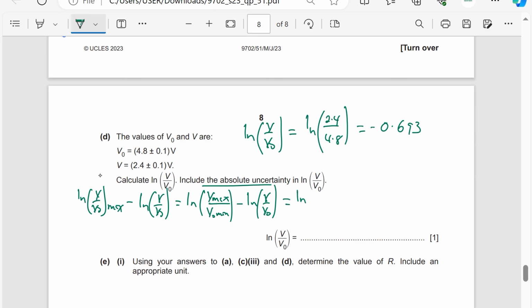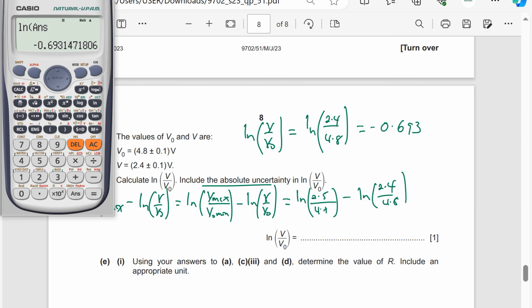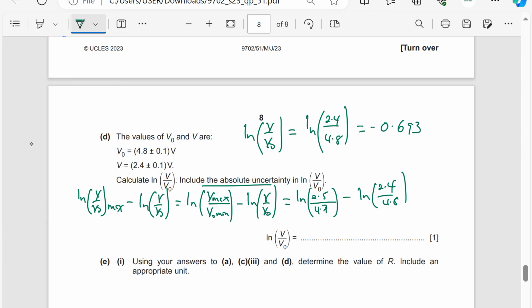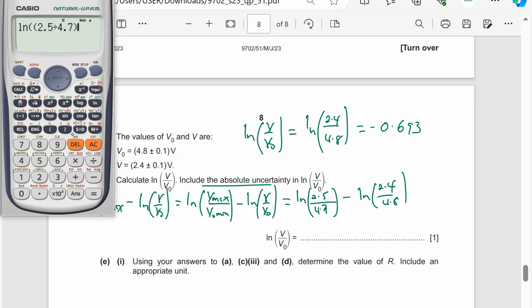So what is v maximum? 2.4 plus 0.1 becomes 2.5. What is v naught minimum? I have to subtract 0.1 from 4.8, so that will be 4.7. Then minus ln of the exact value, 2.4 over 4.8. So I'll simply say ln of 2.5 divided by 4.7. Then I subtract the answer which I had got before. So I'm getting this as 0.20.